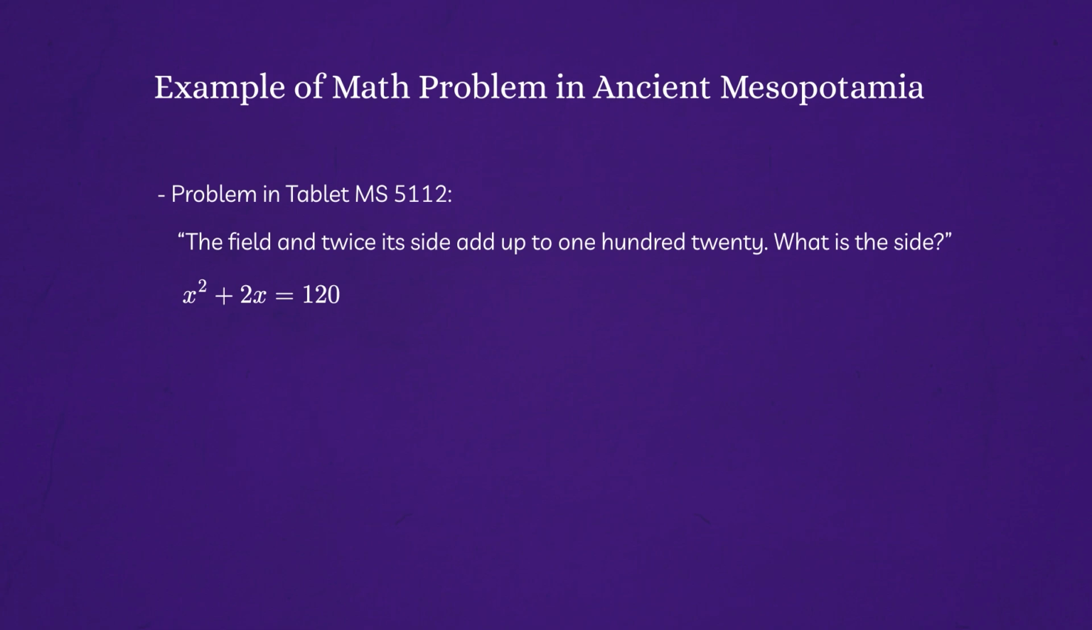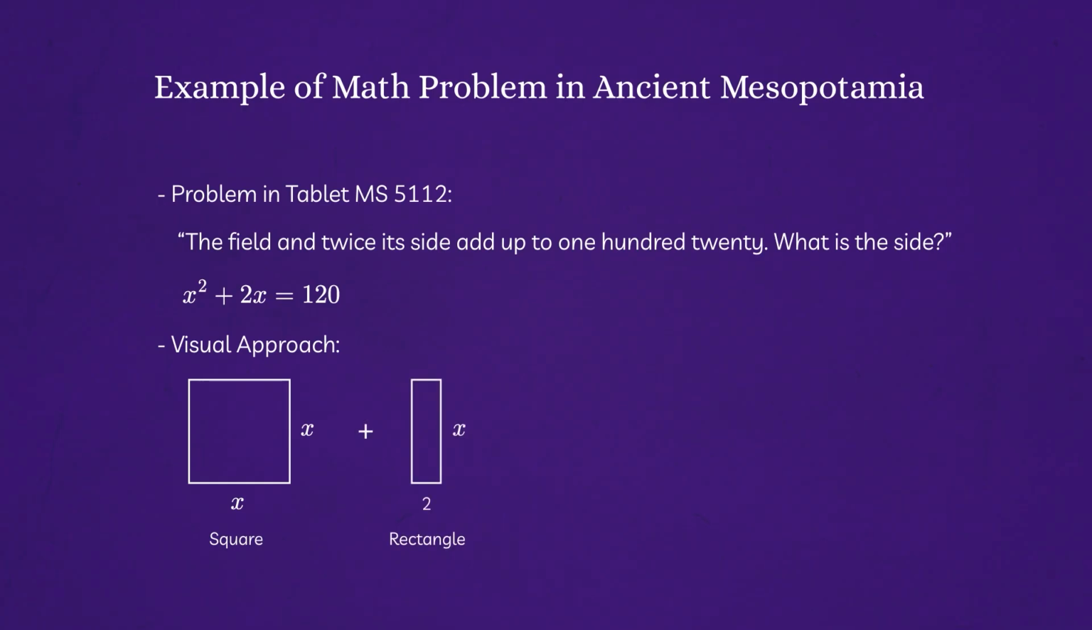The simple guessing method from Egypt won't work here. The relationship is no longer linear. So what did the Babylonians do? They thought visually. They didn't see x squared as a symbol. They saw it as a square. And the 2x, they saw it as a rectangle with side x and side 2. So the problem became a geometric challenge. Construct a shape from this square and this rectangle, whose total area is 120, and find the side length x.